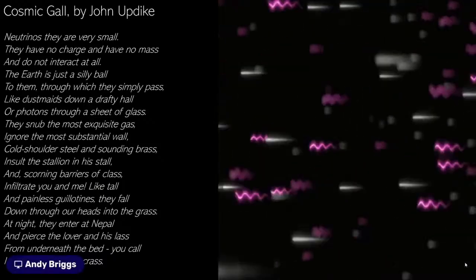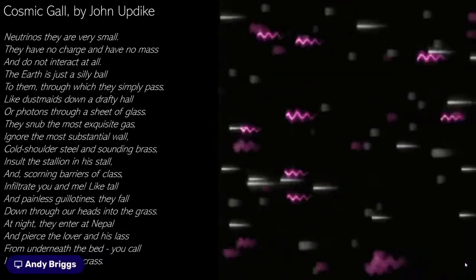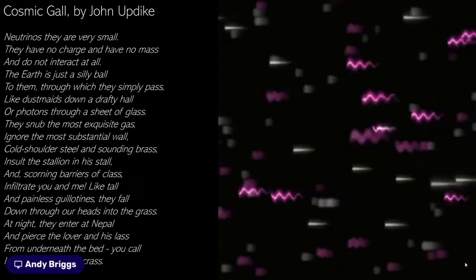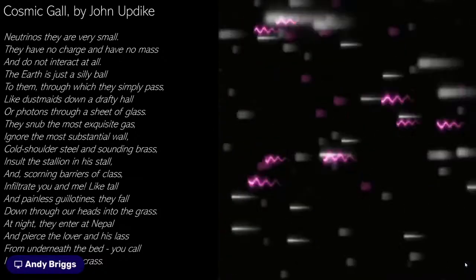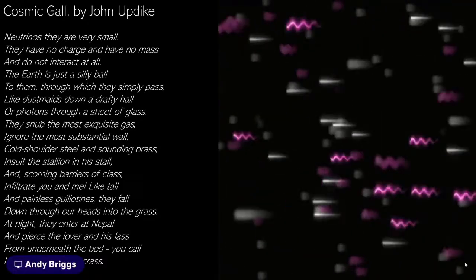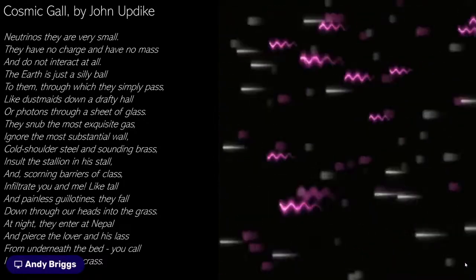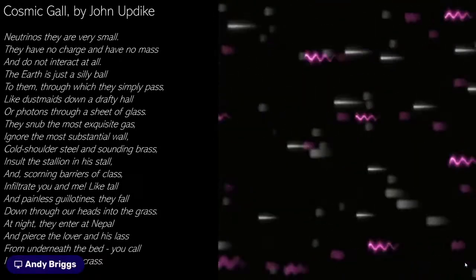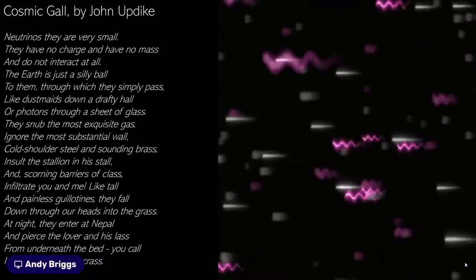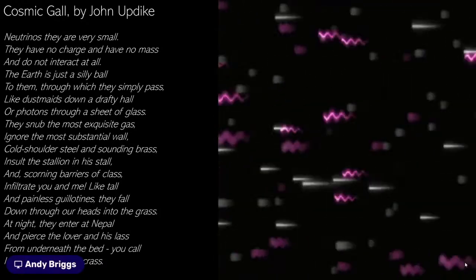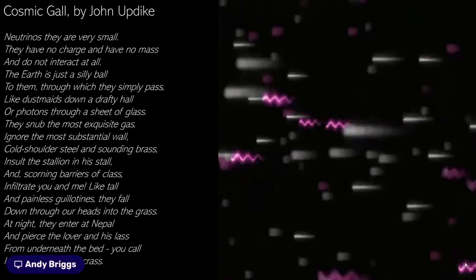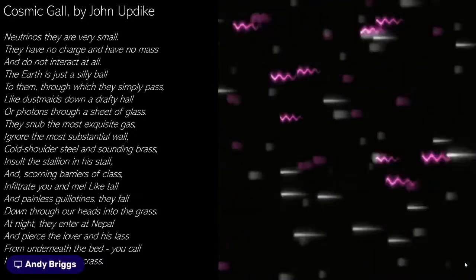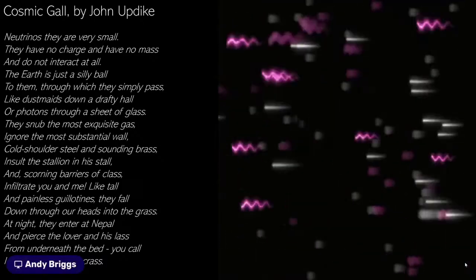And just to finish, I'd like to read this. It's a poem by, of all people, John Updike, who chose to write about neutrinos, and it's called Cosmic Gall. Neutrinos, they are very small. They have no charge and have no mass and do not interact at all. The Earth is just a silly ball to them, through which they simply pass like dustmaids down a draughty hall or photons through a sheet of glass. They snub the most exquisite gas, ignore the most substantial wall, cold shoulder steel and sounding brass, insult the stallion in his stall, and, scorning barriers of class, infiltrate you and me like tall and painless guillotines.